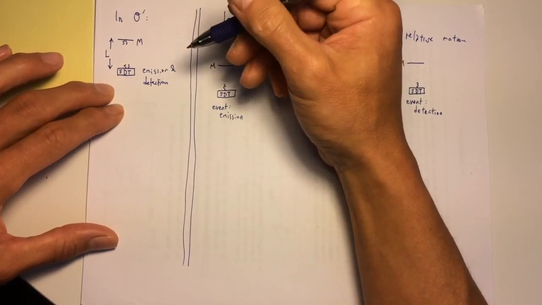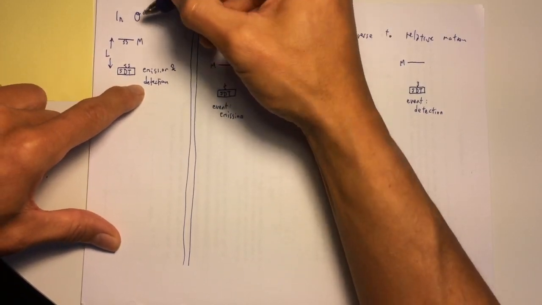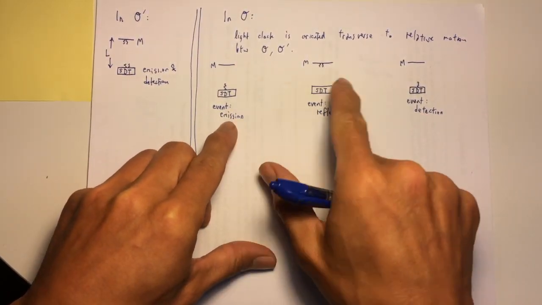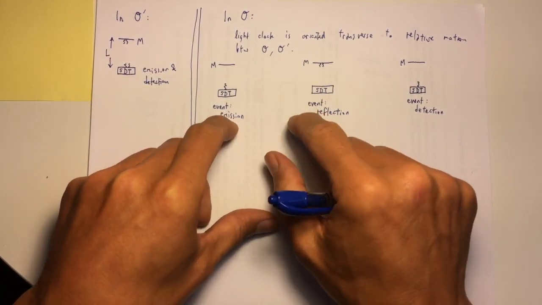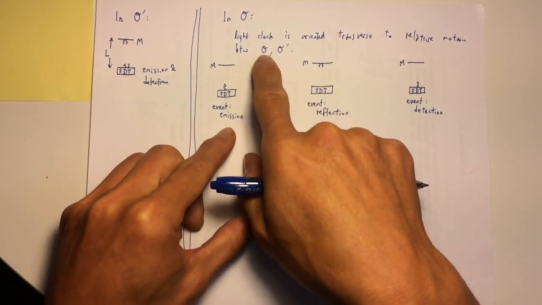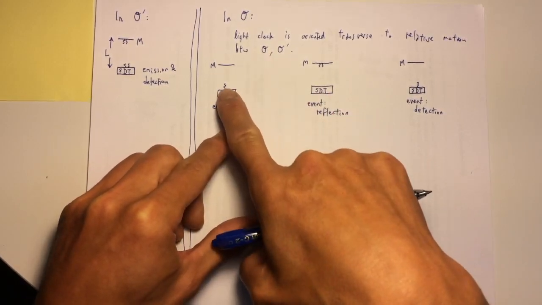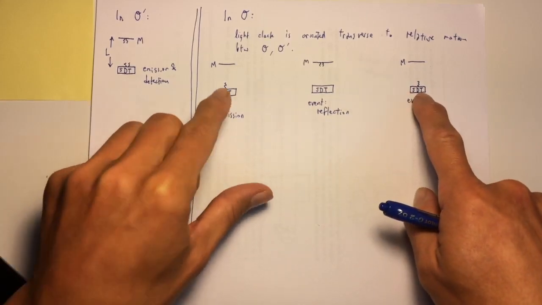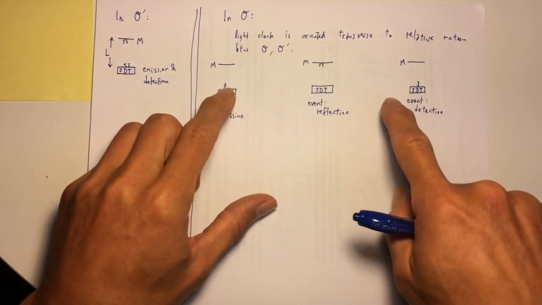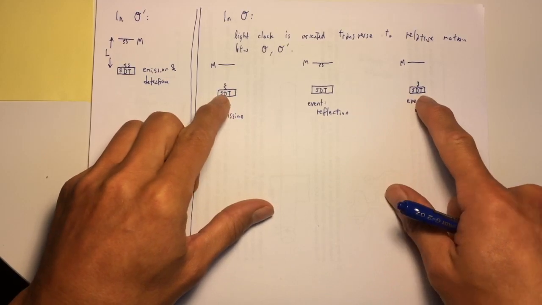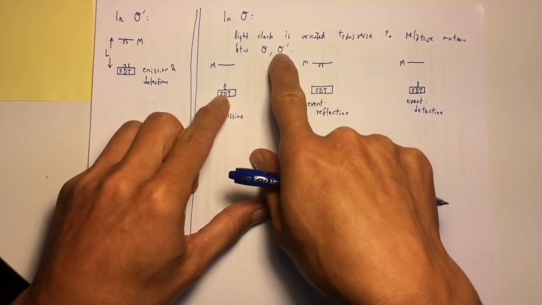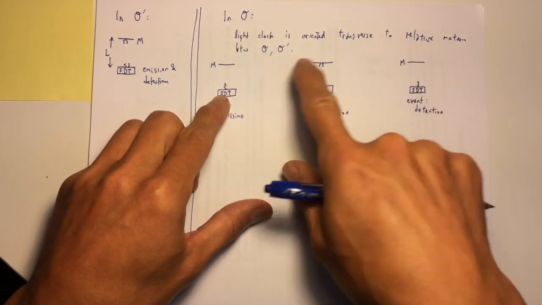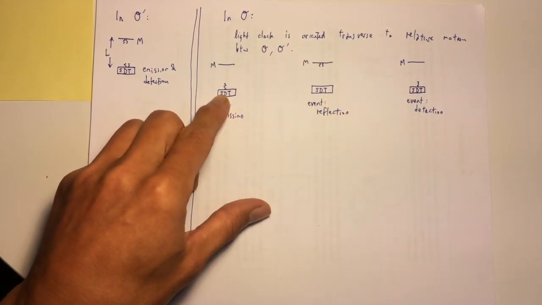So emission and detection happen at the same place in O prime. But here, what's interesting, and this is really the important difference, in O, the emission and the detection happen at two different places. And these two different places are further apart the faster that O prime moves in O, or the faster the relative motion is between these two frames.